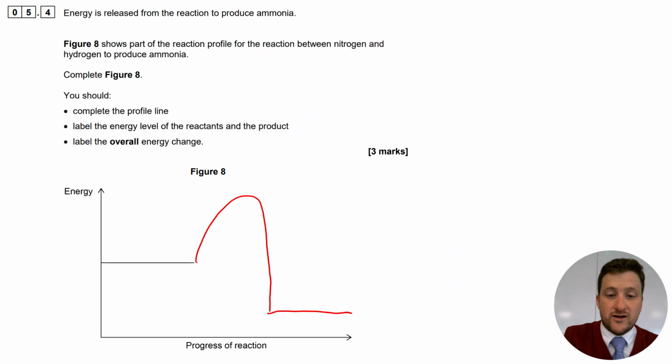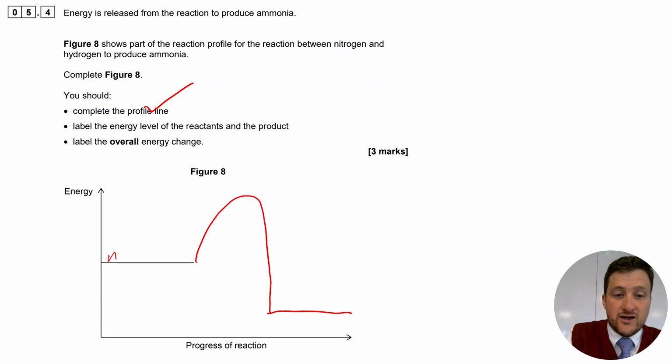Now, as part of that, we always add this part in to show how the energy changes over time, and I've completed the profile line. Then it says label the energy level of the reactants. Now, we could write reactants and products, but for this reaction, they've given us the actual names of the chemicals, so it's better to use those.